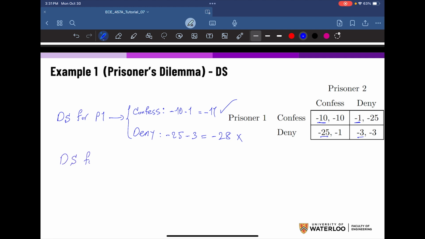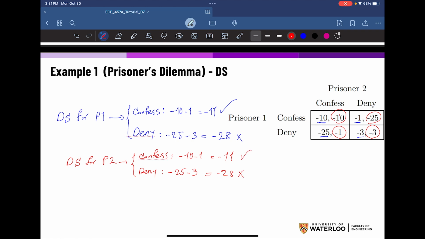Dominant strategy for player 2. And again, for prisoner number 2, we have confess and we have deny. Let me use red for this one. So DS for P2, we have confess, we have deny. For confess, we have these two values, -10 minus 1 equals -11. And for deny, we have these two values, -25 minus 3 equals -28. And confess is the dominant strategy here.